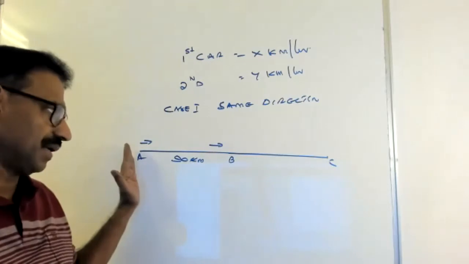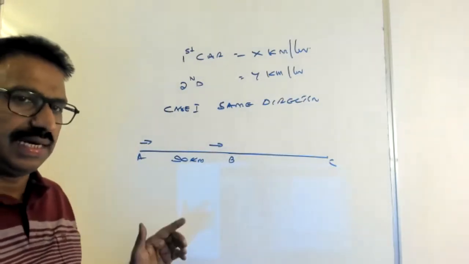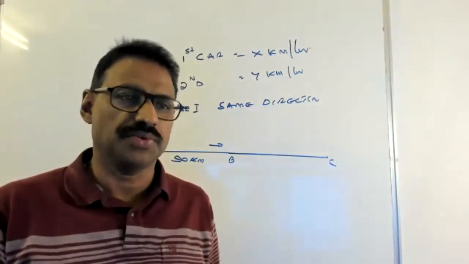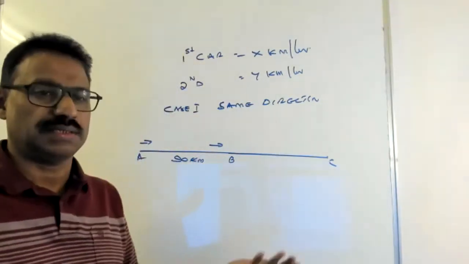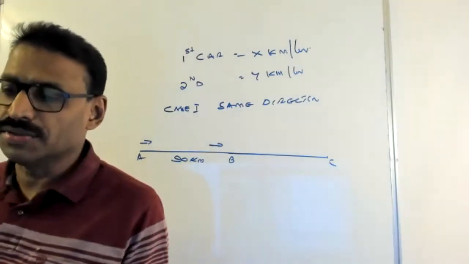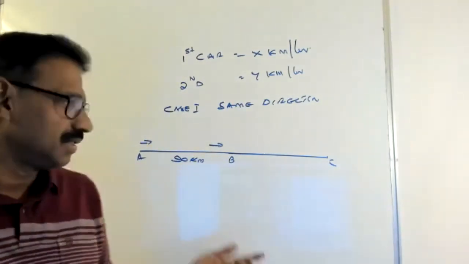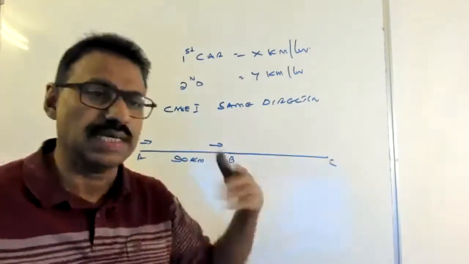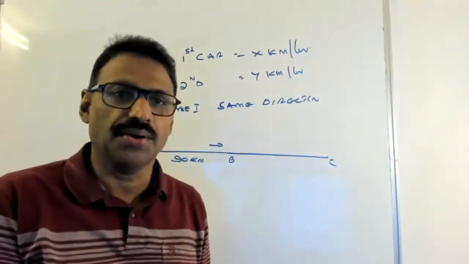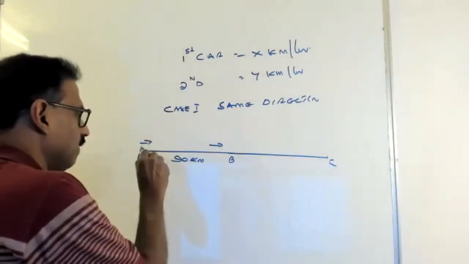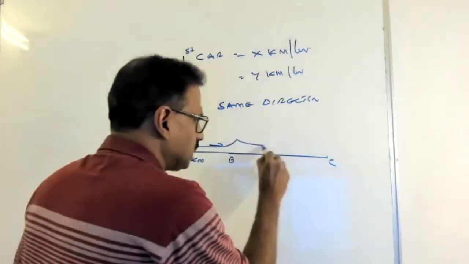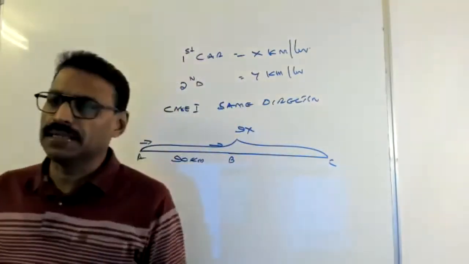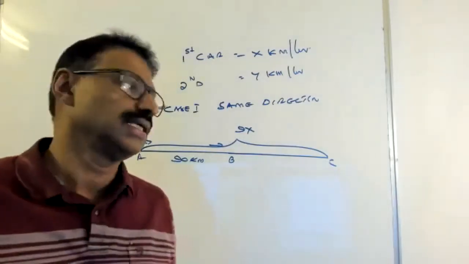The car starts from here. Then the distance covered by the car in 9 hours, that means where? AB or BC or AC? The car starts from here and after 9 hours, the car reaches here. That is AC, correct? AB, not yet. That means this distance is 9x. Correct or no? The distance covered by the car in 9 hours is AC.